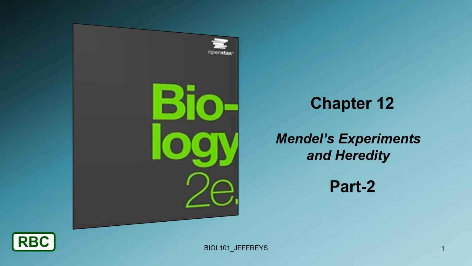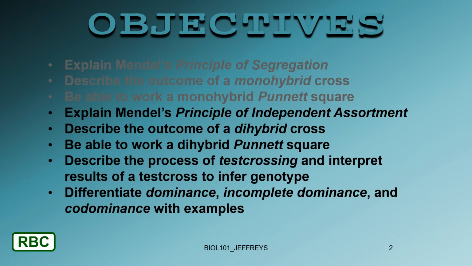Okay, welcome back to Chapter 12, Mendel's Experiments in Heredity. This is our second lecture in this two-part series. There is some overlapping of objectives between Lecture 1 and Lecture 2, but we're going to learn about Mendel's principle of independent assortment. We're going to look at a dihybrid cross.